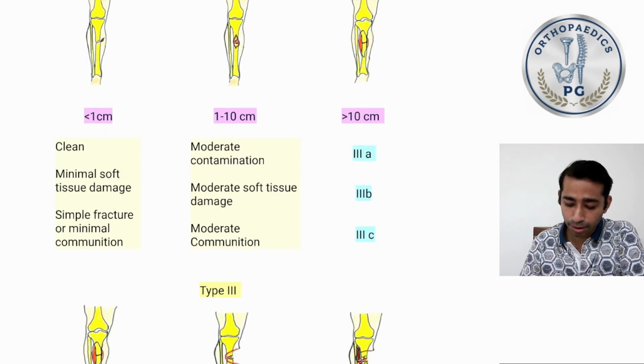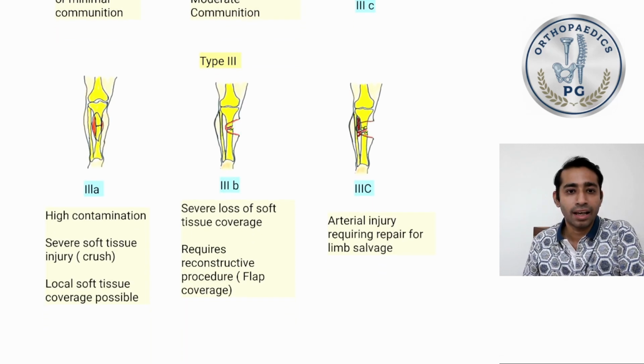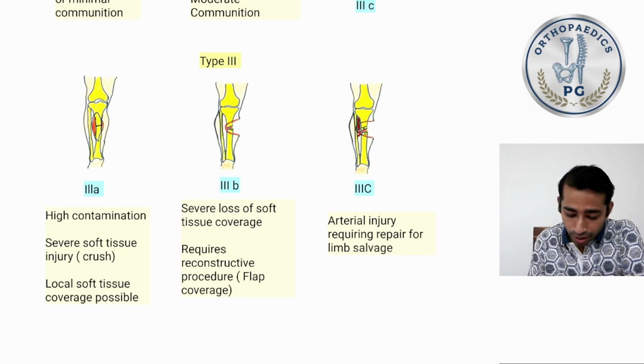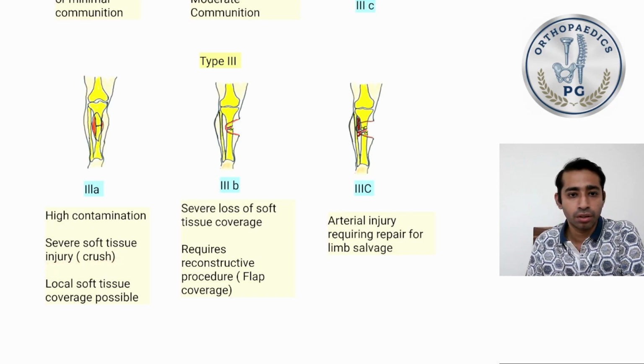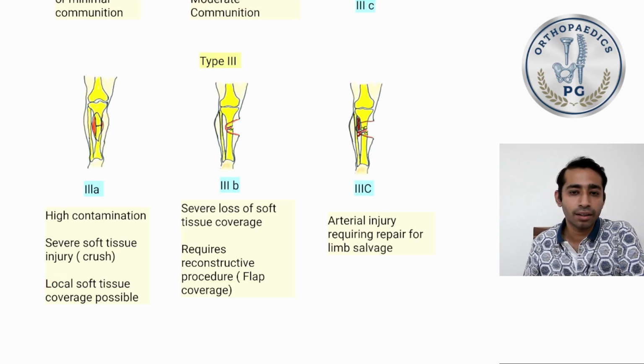Now let us see the subtypes of type 3. Type 3 has A, B and C. So 3A is either a wound of greater than 10 centimeter or high contamination or severe soft tissue injury or crush. However, in these patients, local soft tissue coverage is possible. So in 3A, local soft tissue coverage is possible.